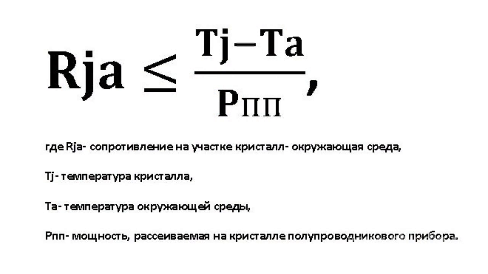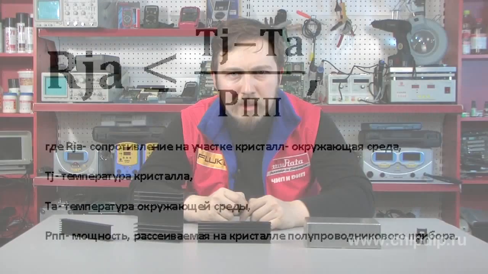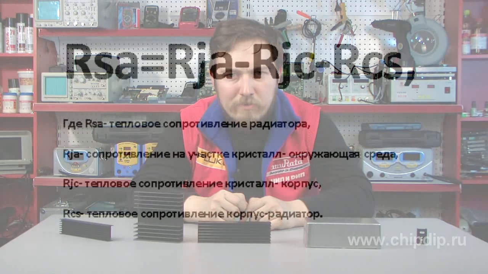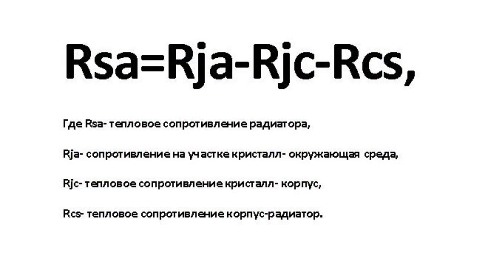The total maximum resistance for crystal environment can be calculated using the following formula. The thermal resistance for crystal body and body cooler is indicated in the reference documentation. For instance, according to such reference documentation, for a certain transistor, its thermal resistance for crystal cooler is equal to 0.94 degrees per watt. This means that if the crystal generates 10 watts of power, its temperature will exceed that of the cooler by 9.4 degrees. The thermal resistance of the cooler can be calculated using the following formula.